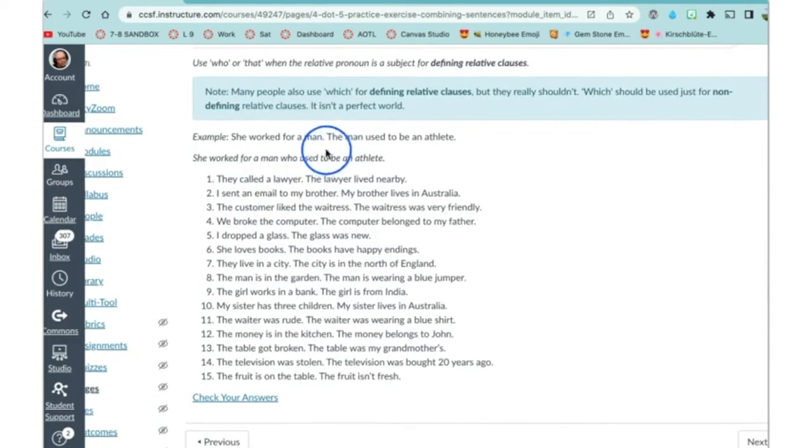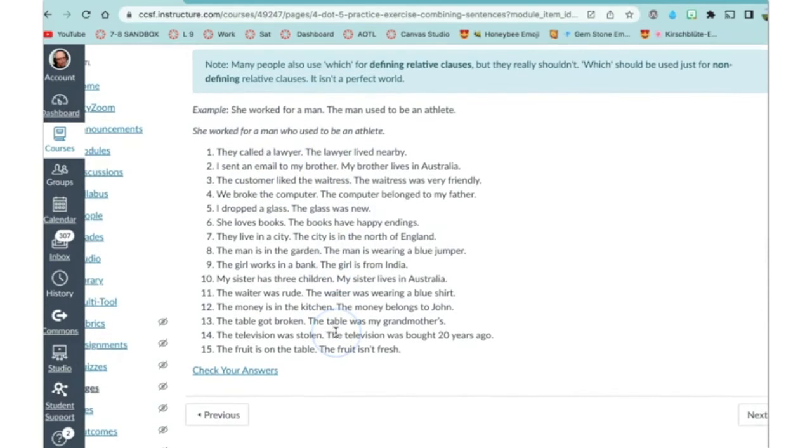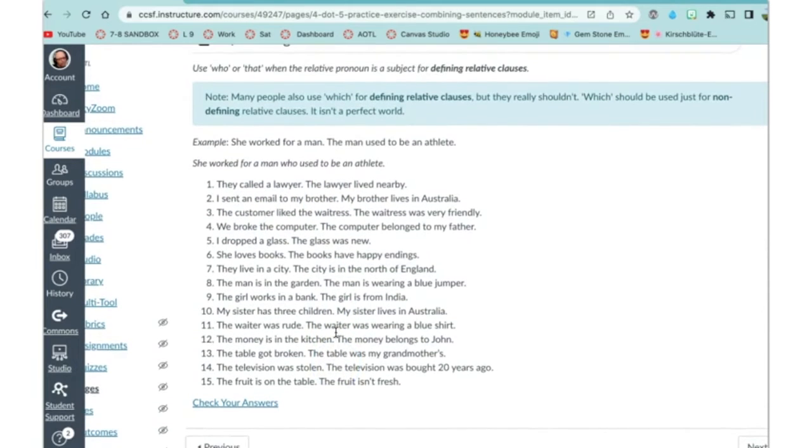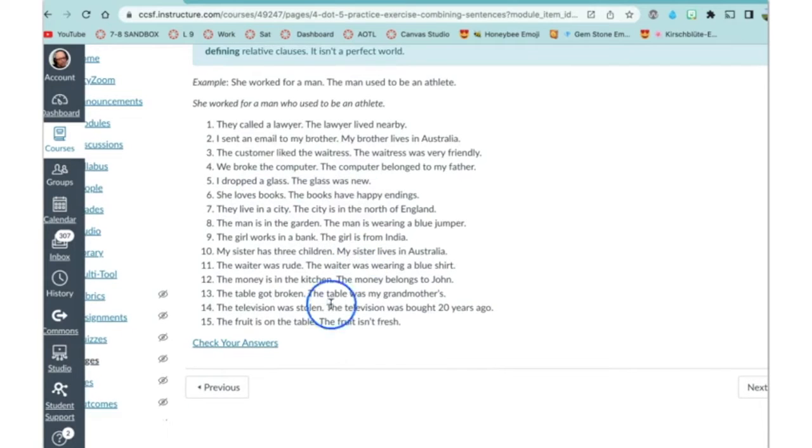We have 15 sentences here. You do the same thing as the example. You have two sentences and you combine them by using a relative clause. Who is usually used for people, and that is usually used for things. And these are all defining relative clauses. So who or that. You can check your answers here.